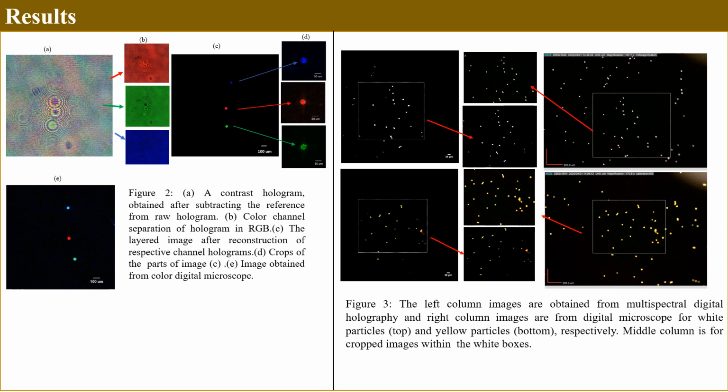Here, to test our experiment further, we use smaller particles with various colors. Here we present a few color images. In figure 3, the left column images are obtained from the digital holography in our experiment, and the rightmost column are the images obtained from the color microscope. The middle column shows the cropped part of the image within the white box as shown in the figure.